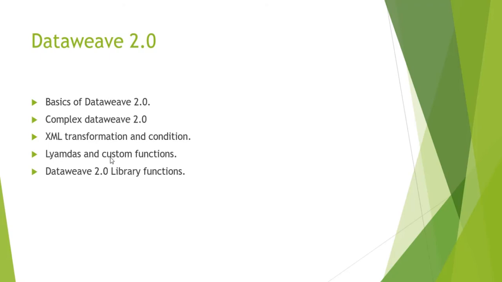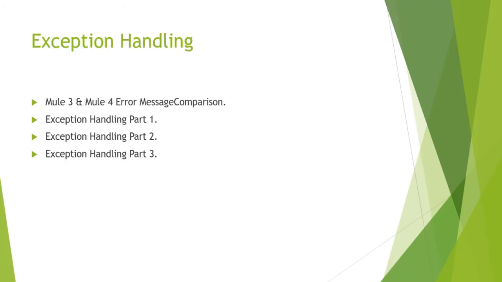Now, the next section is DataWeave 2.0. In this section, we'll first understand the basics of DataWeave 2.0. Then we'll move to some complex DataWeave 2.0. Then we'll transform from XML and use the conditional operators. Then we'll go through the Lambda function and custom functions. And there are predefined libraries provided by DataWeave 2.0. We'll try to use those libraries.